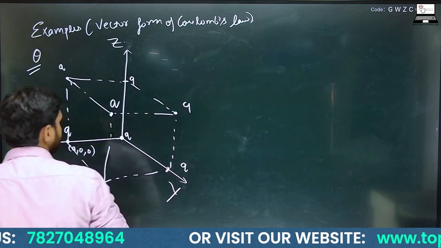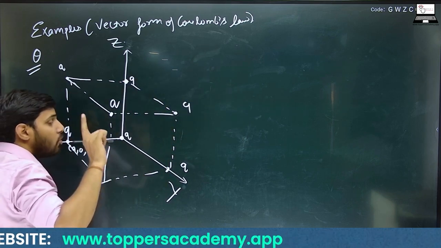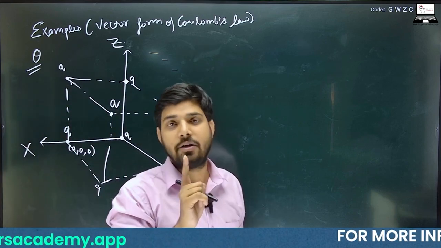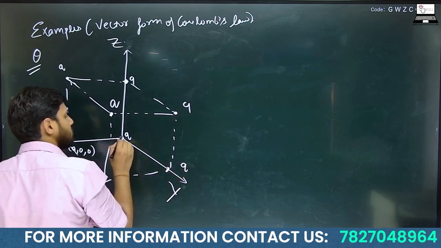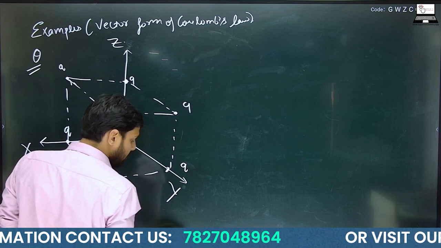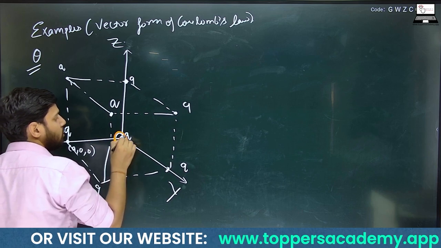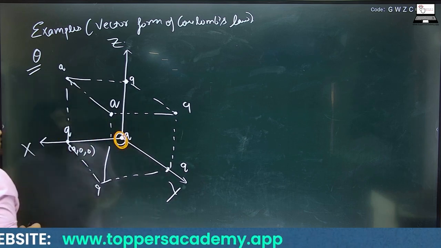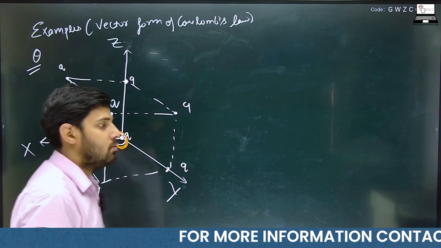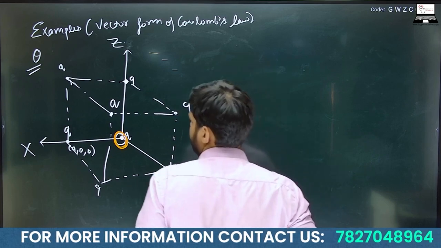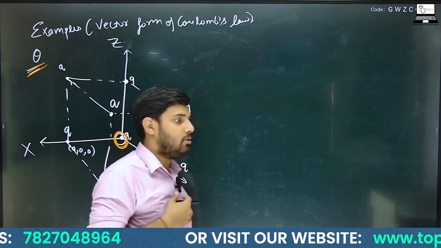We have to find the force vector on one of the charges by the other seven charges. Let us suppose we take this charge as the primary one and want to calculate the force on this charge. How will we find the force on this charge? Now try it. You can try it by pausing.